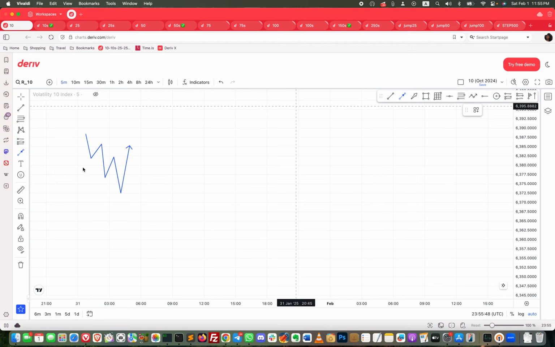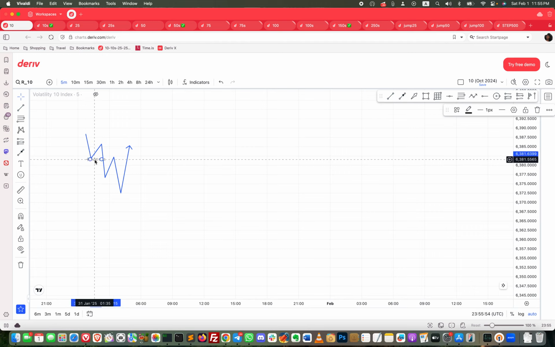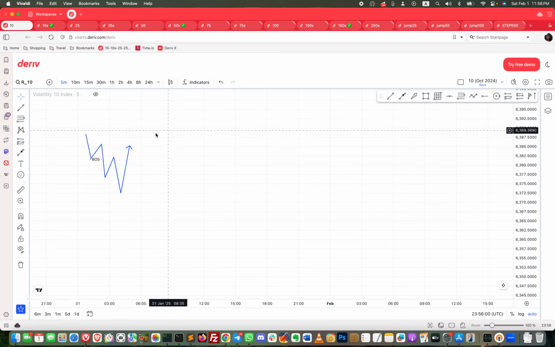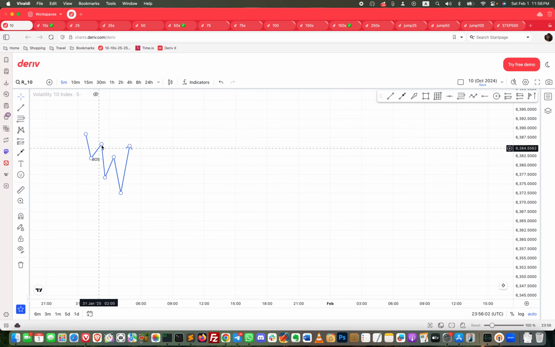This one is a break of structure, right? Let's mark it there. BOS, correct, because it made the low and it made the lower high. Very okay, because we're on a downtrend. Let's go to the next one. Then it broke it and made another low and then a lower high. Very well. So this is a break of structure.